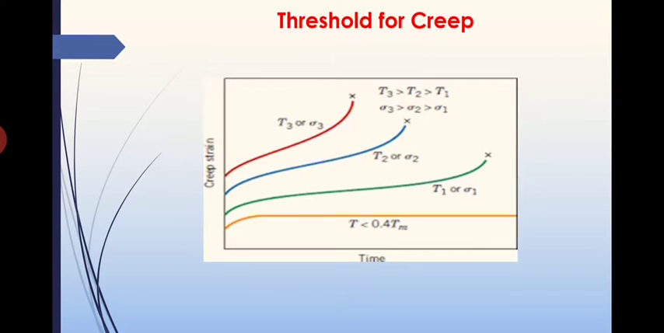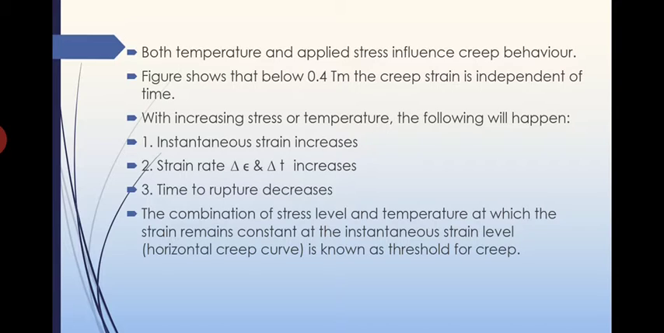Now we have to define threshold creep. Threshold creep means the combination of stress level and temperature at which the strain remains constant at the instantaneous strain level. So threshold creep is defined for a particular combination of temperature and stress. For different temperature and different stress, the threshold creep will be different. So for a particular stress level and temperature, threshold is defined as a strain portion where the strain remains constant at instantaneous strain level.